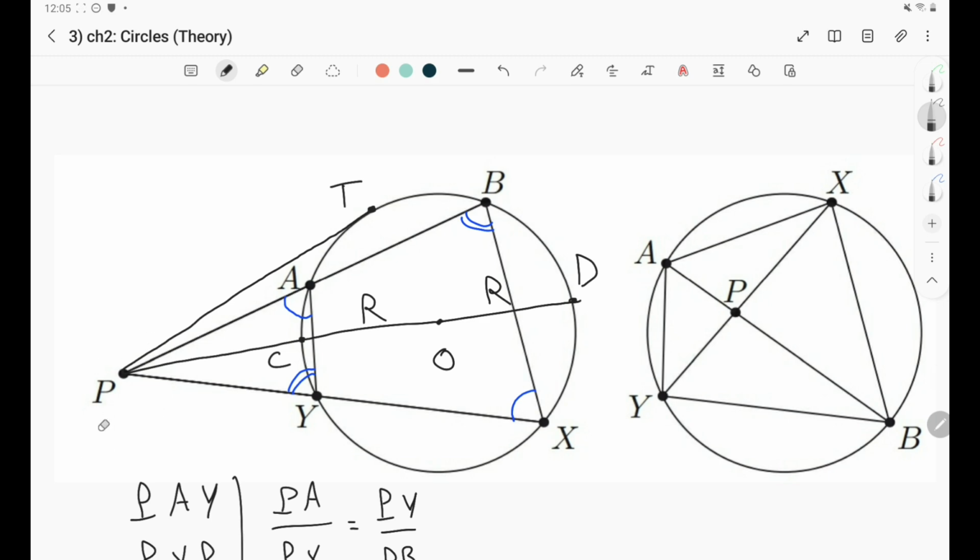What about this configuration? Because point P might not be outside, it might be inside. What happens if it's inside? Can we also get some nice stuff? Well, of course we can. Remember that this angle here is equal to this, and this angle here is equal to this.